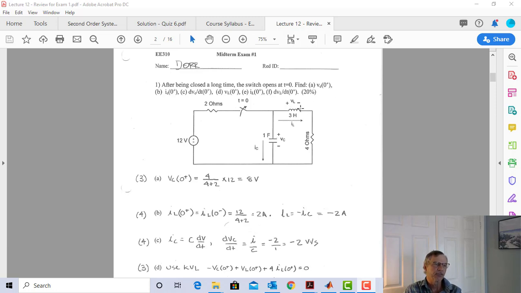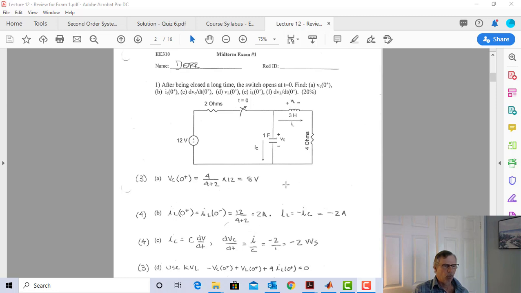I want you to understand the rules so well that you don't need to. You just say, at t equals 0 minus, switch is closed, resistor, nothing, no voltage here, resistor here. I just have a voltage divider of 4 ohms and 2 ohms. So VC at 0 plus is just going to be 4 divided by 4 plus 2 times 12, which is 8 volts.